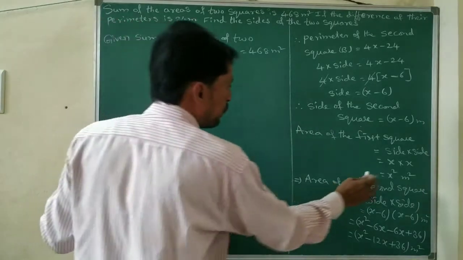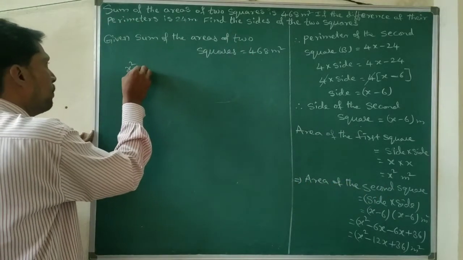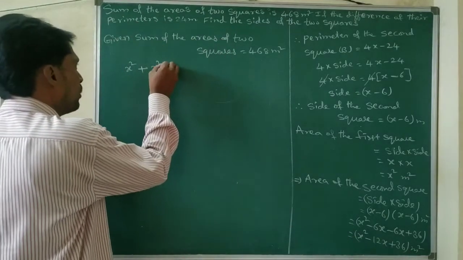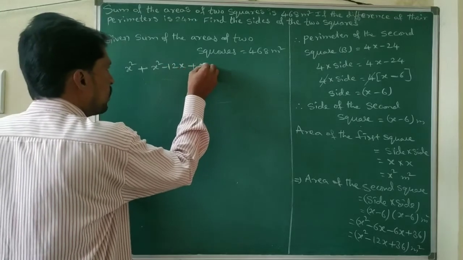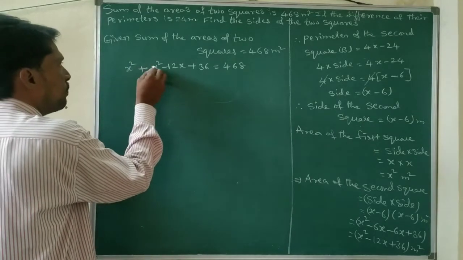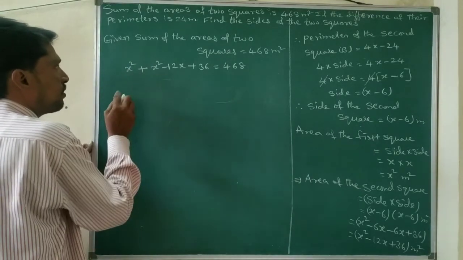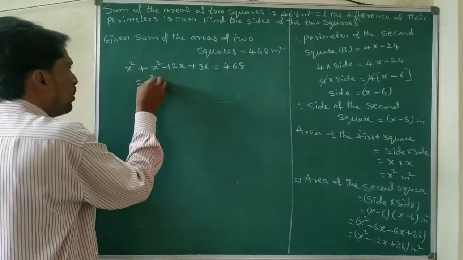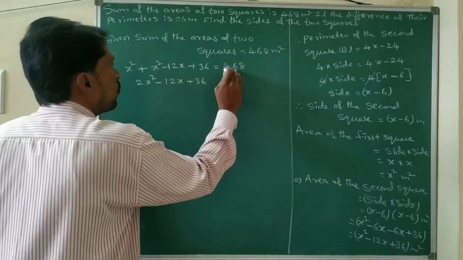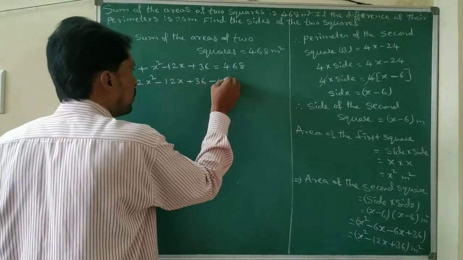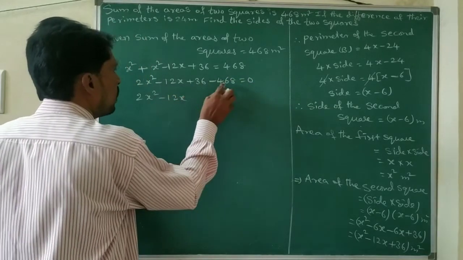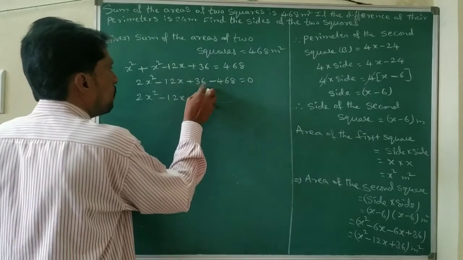So the area of the first square is x square, and sum means we need to take the plus. The second square is x square minus 12x plus 36, equal to 468. Now x square plus x square, both the same sign, is 2x square minus 12x plus 36. This 468 you can transpose to the left, and we get minus. So 2x square minus 12x.